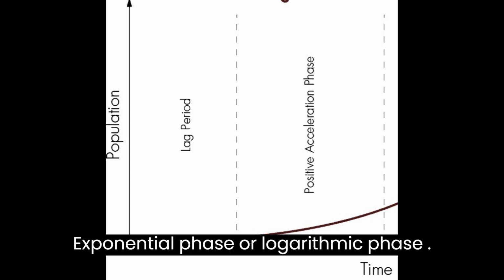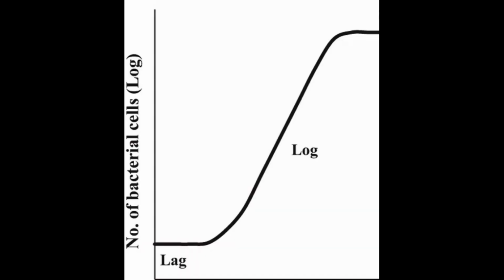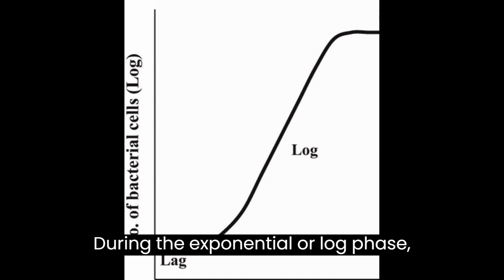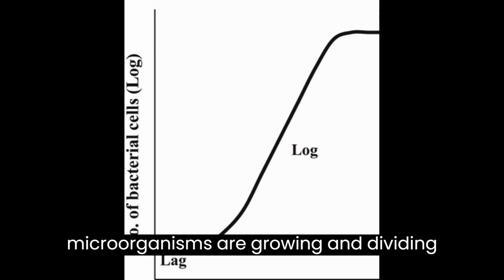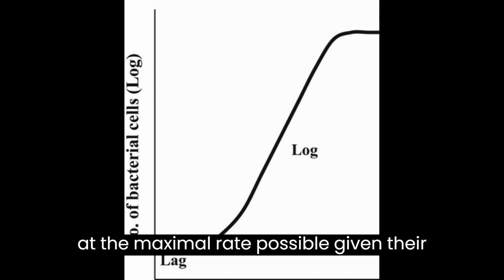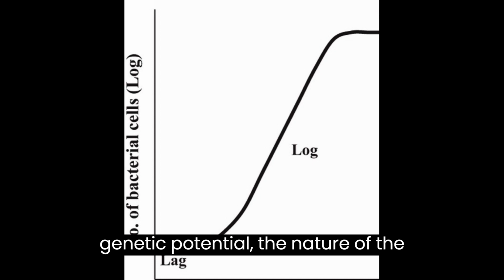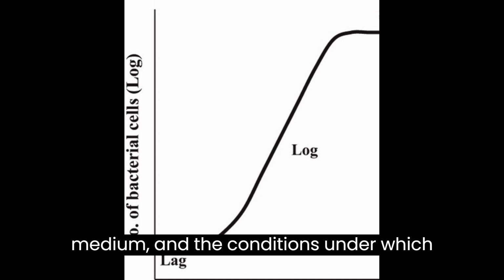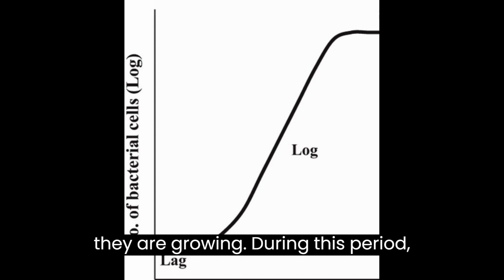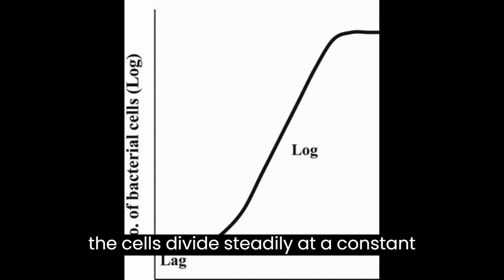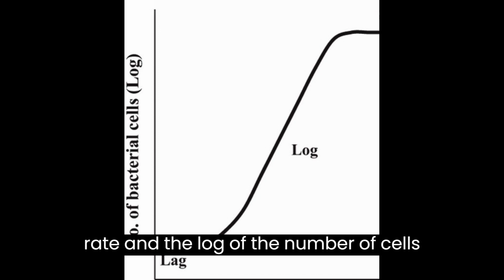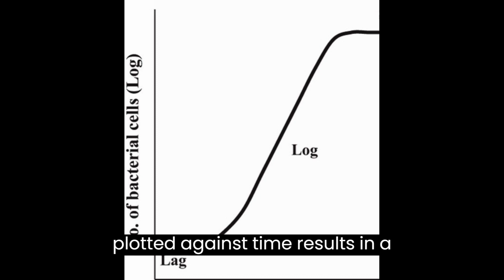Exponential phase or logarithmic phase. During the exponential or log phase, microorganisms are growing and dividing at the maximal rate possible, given their genetic potential, the nature of the medium, and the conditions under which they are growing. During this period, the cells divide steadily at a constant rate, and the log of the number of cells plotted against time results in a straight line.